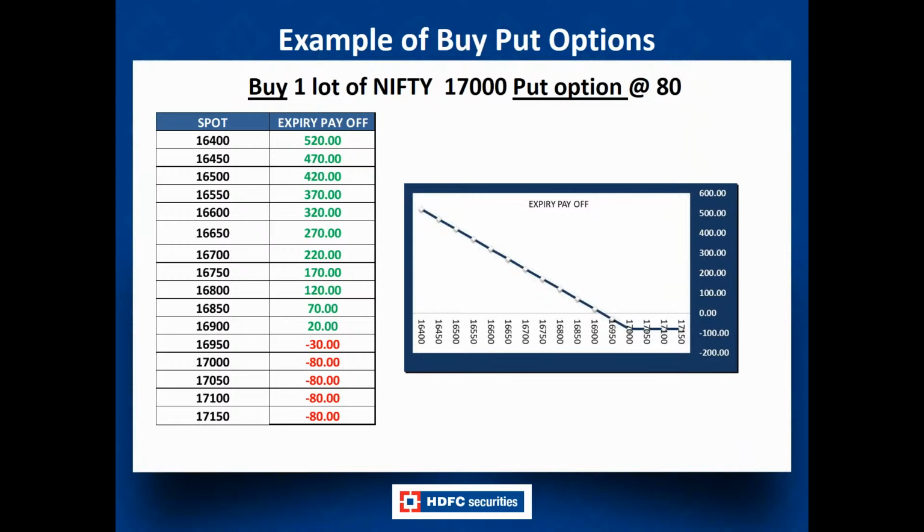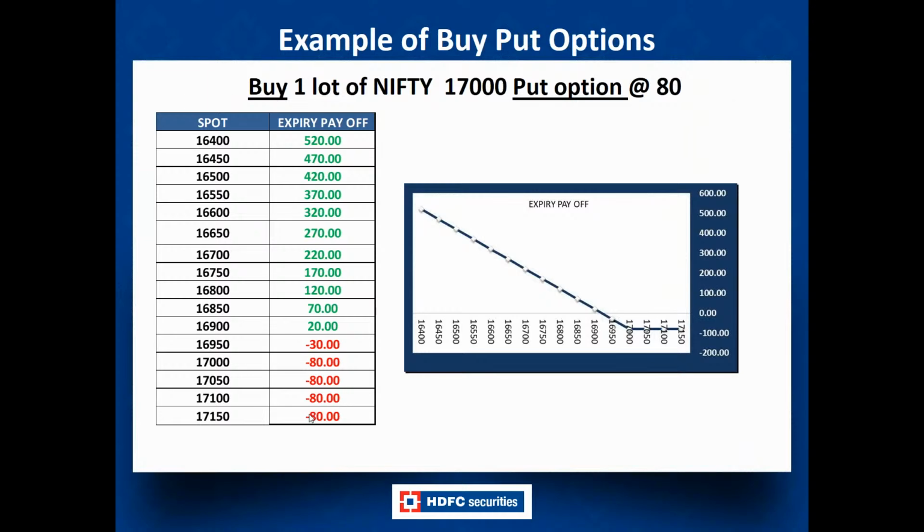If I'm a buyer of an option, my risk is just limited to the premium I am paying, that is 80 rupees per share, and that is only my capital investment. 80 rupees into 50 shares, which is one lot of Nifty, that is 4,000, is only my investment. If my view goes wrong, I will be losing not more than 4,000 rupees. But if my view goes right and Nifty starts moving below the 17,000 level, I will make unlimited profit.